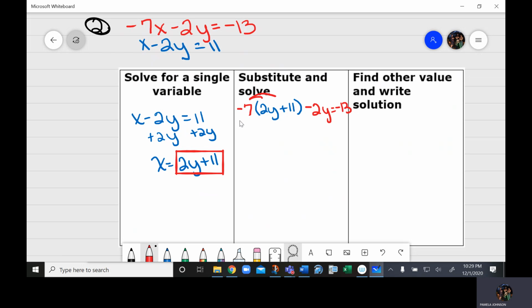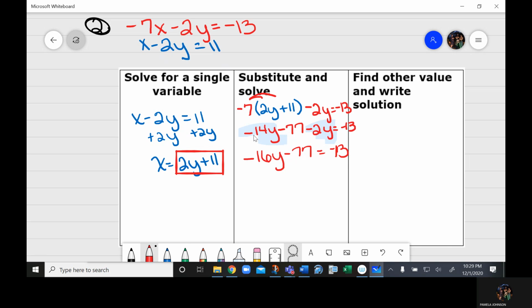So negative 7 times 2y is negative 14y. Negative 7 times 11 is negative 77. And then we have our negative 2y equals negative 13. And I've got like terms here with my negative 14y and my negative 2y. So I'm going to put those together. So negative 14y minus 2y is going to give me a negative 16y. Minus 77 equals negative 13. We're just bringing everything else down until we get ready to actually use it.